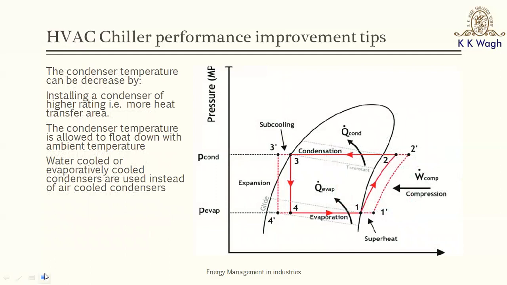On the condensation side, we just said that the condenser temperature has to be decreased, and we mentioned the thumb rule that a decrease of condensation temperature by 1 degree centigrade improves the coefficient of performance by 2 to 4%. So how do you decrease the condensation temperature? It can be decreased, again, by using an oversized condenser, a condenser of higher rating. A higher rating means more surface area and better heat transfer, which would result in a lower condensation temperature.